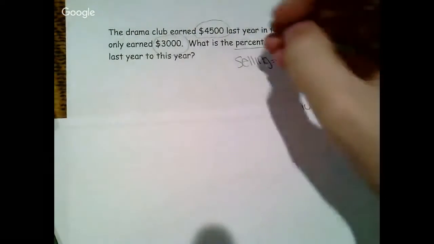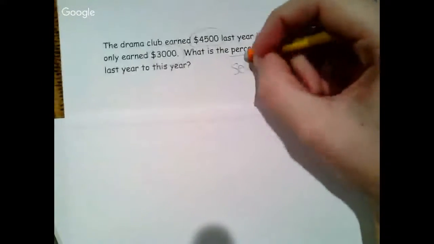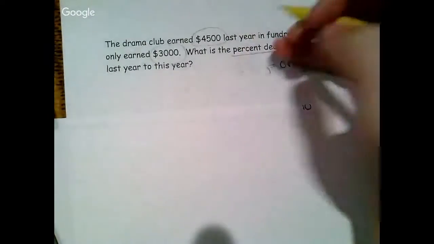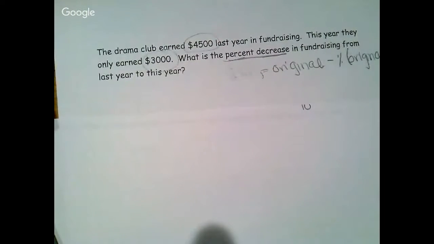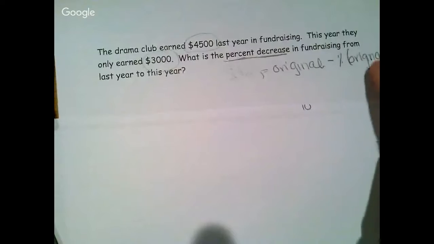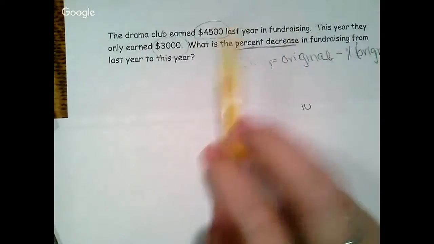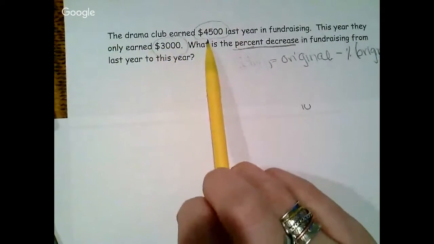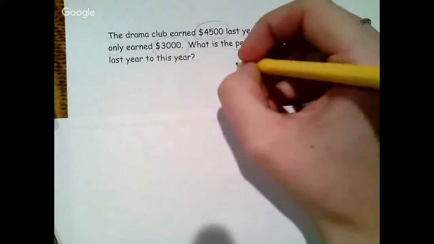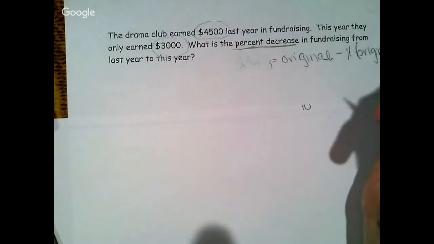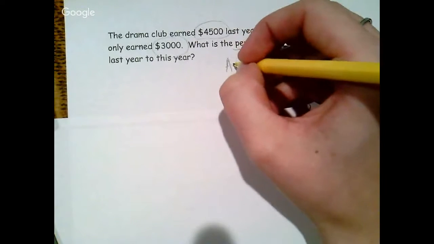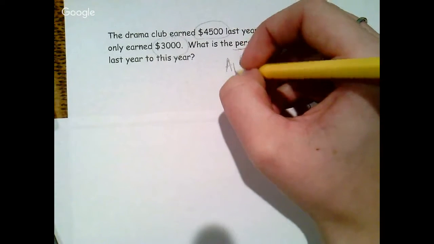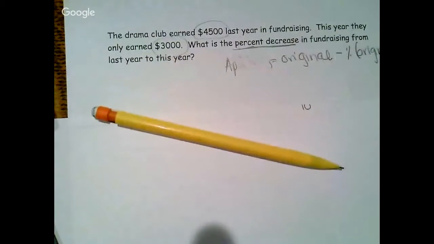So be careful. This isn't going to be selling, right? Because it is a percent decrease problem. That's something important to think about. Instead, we're going to say that they earned this much last year, but actually, so this is the approximate. All right, we're going to stop.